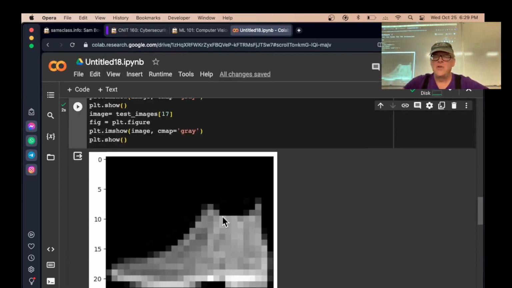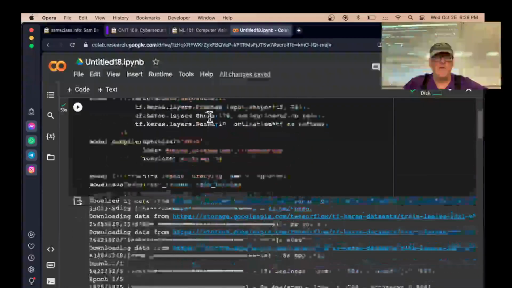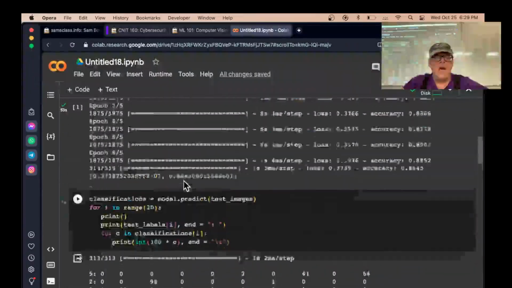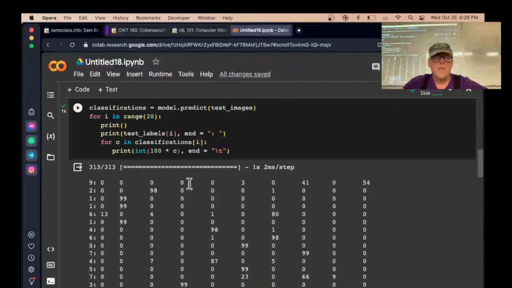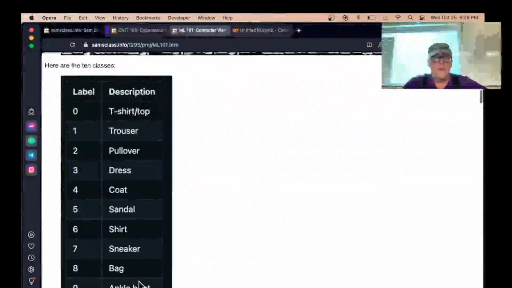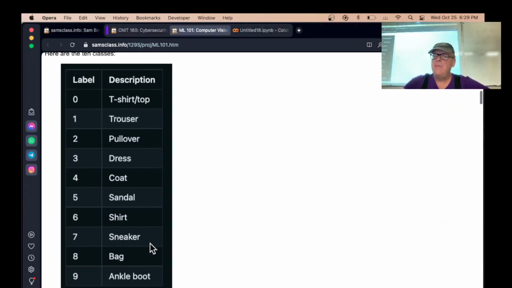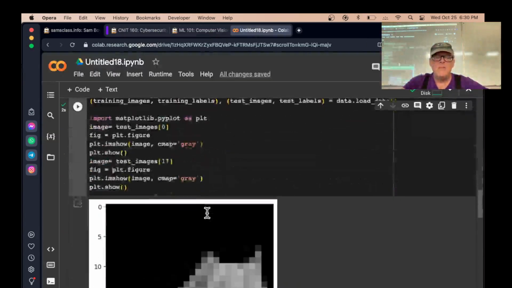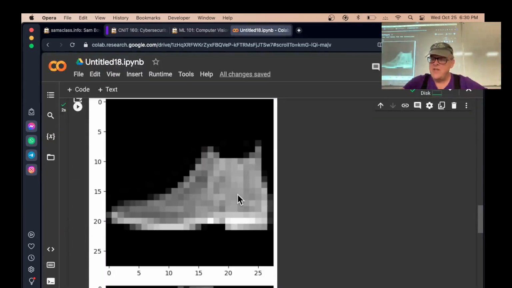You can see this looks like a shoe. You might be confusing it with a sandal or something. In fact, this is the one where it should have been category 9, but it thought perhaps it was category 7, so let's see what those categories are. Category 9 is a boot, and category 7 is a sneaker, so that makes sense that it can't really be very sure that that's a boot instead of a sneaker.